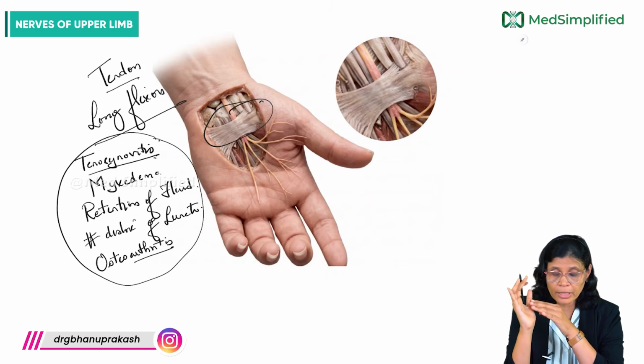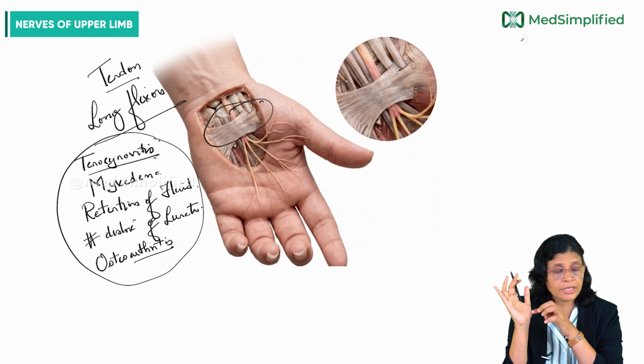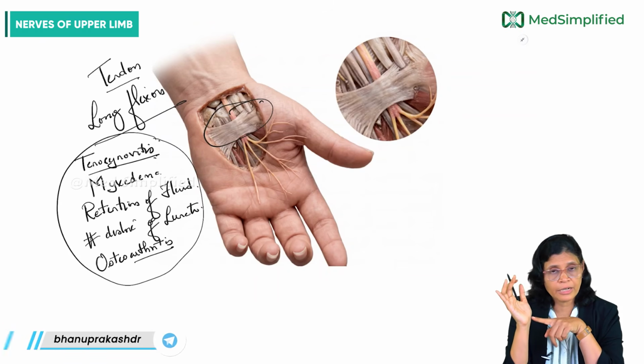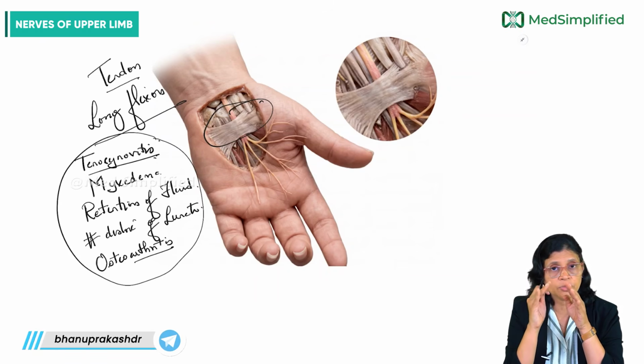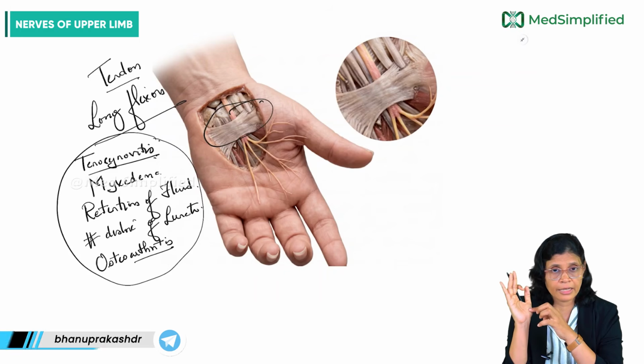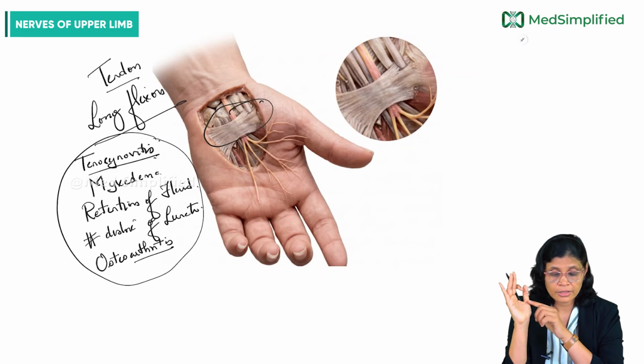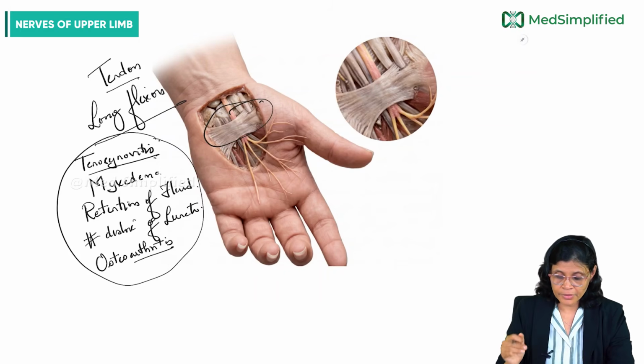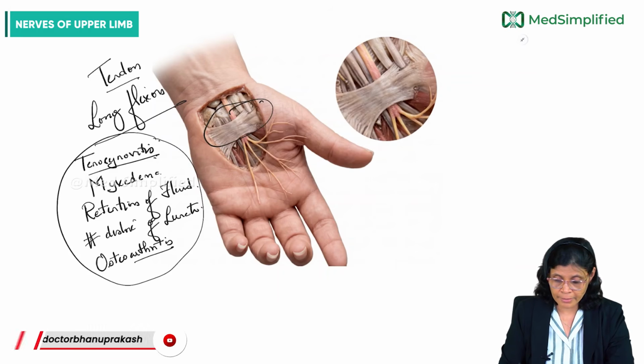So coming to the motor part, there is weakness of the thenar eminence. Why is there weakness of the thenar eminence? It is supplied by the recurrent branch of the lateral division. So the median nerve, once it enters the carpal tunnel, what happens to it? It divides into lateral and medial branches. And the lateral will give a recurrent branch supplying the thenar. So because of which there is weakness of the thenar muscles.